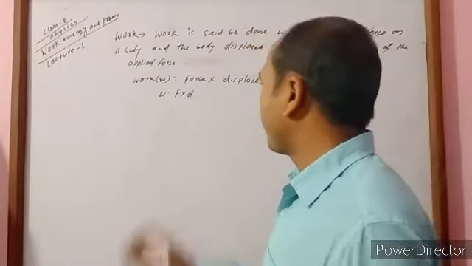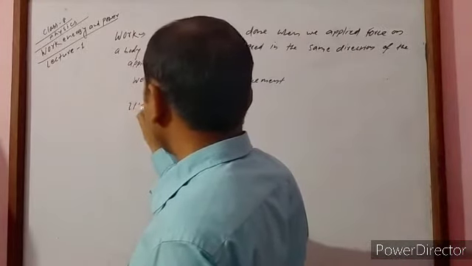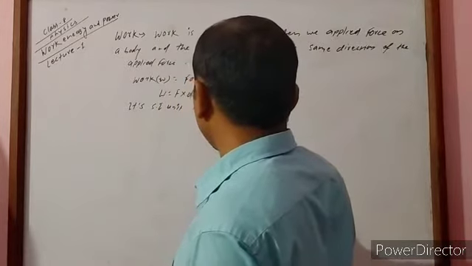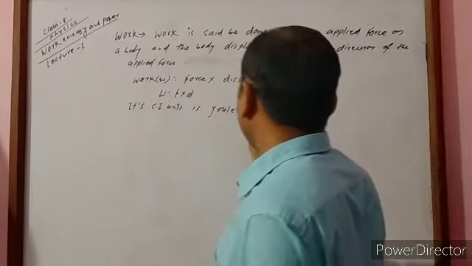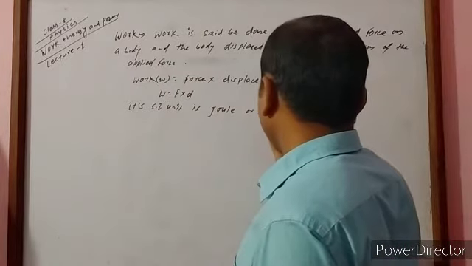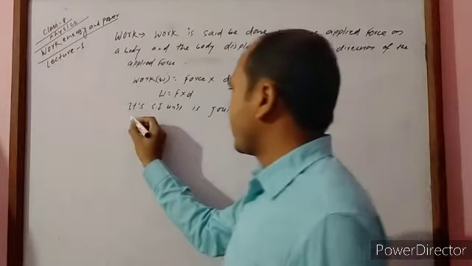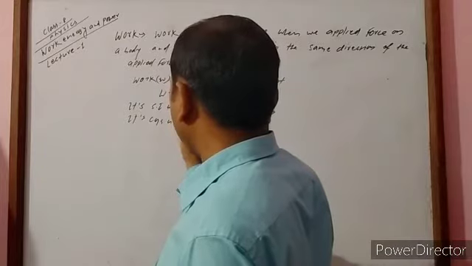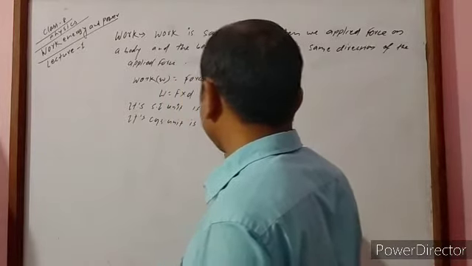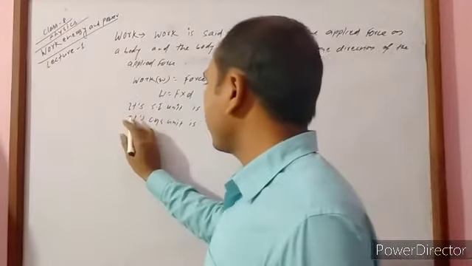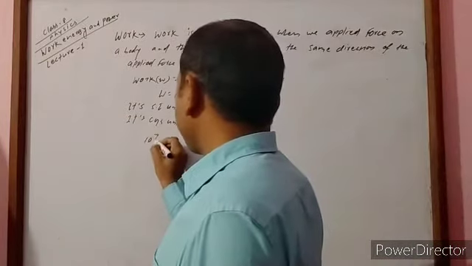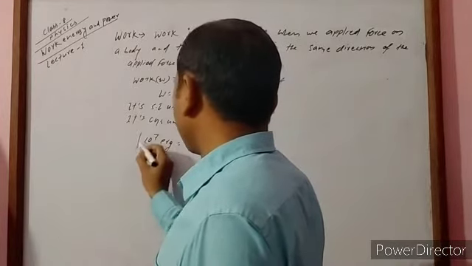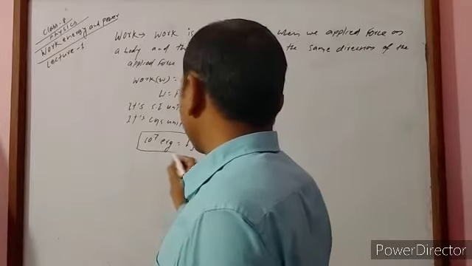What is the SI unit of work? Its SI unit is joule or Newton meter. And its CGS unit is erg. And we already know 10 to the power 7 erg is equal to 1 joule. And this can be calculated also.